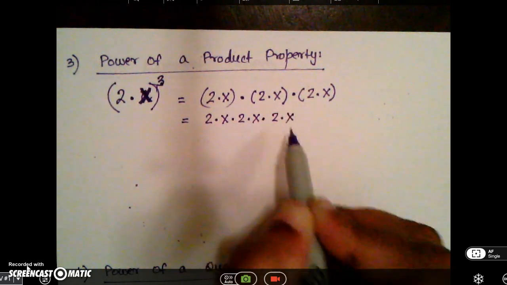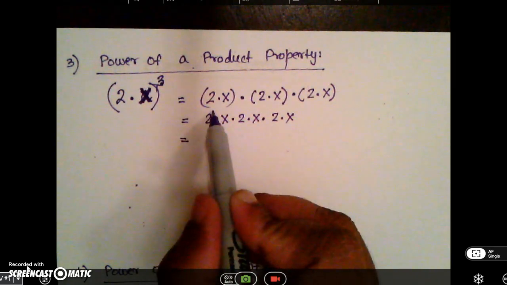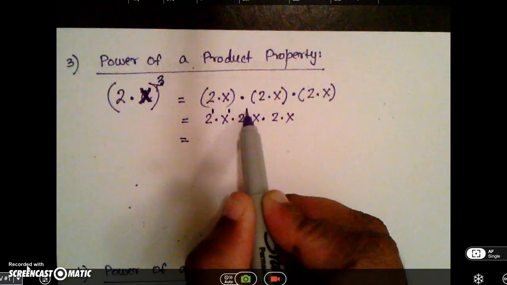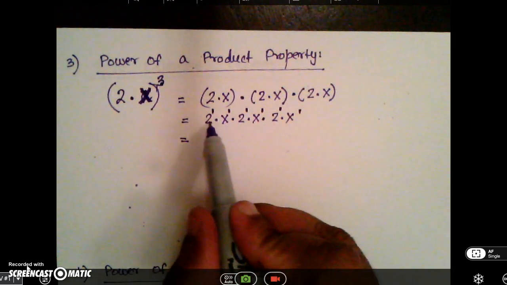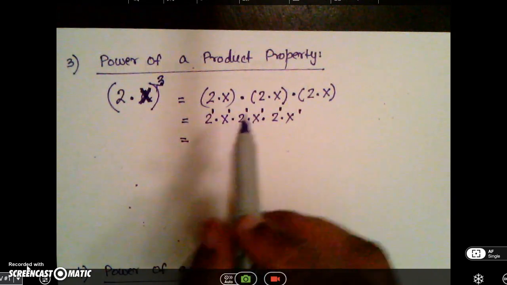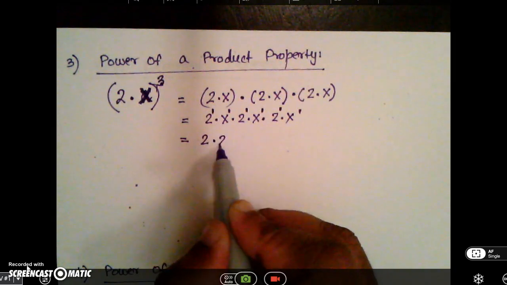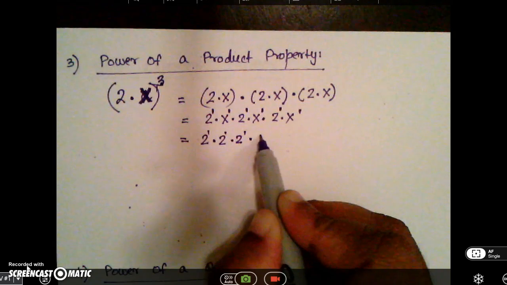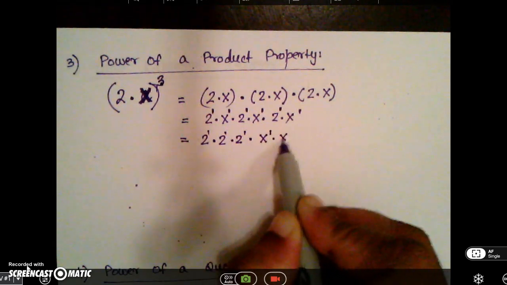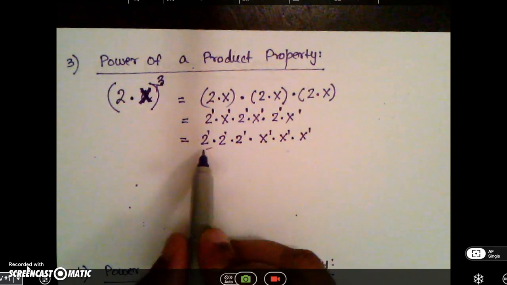times 2 times x. So if I put all the numbers that are alike together, this is 2 to the power of 1, x to the power of 1, 2 to the power of 1, x to the power of 1. So these are all powers that are being multiplied, right? If all the powers have the same base, I can put them all together, because multiplication is commutative, I can multiply them in any order I want. So now this becomes product of powers.